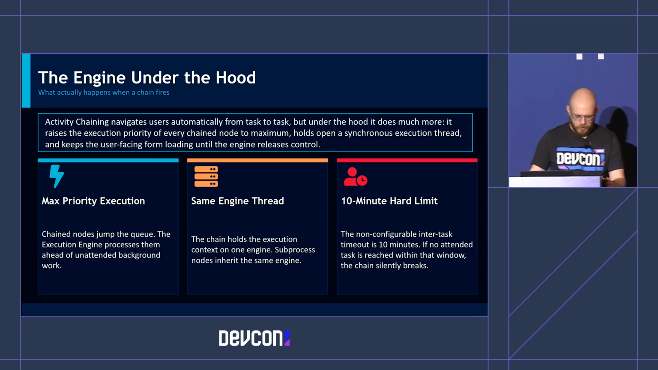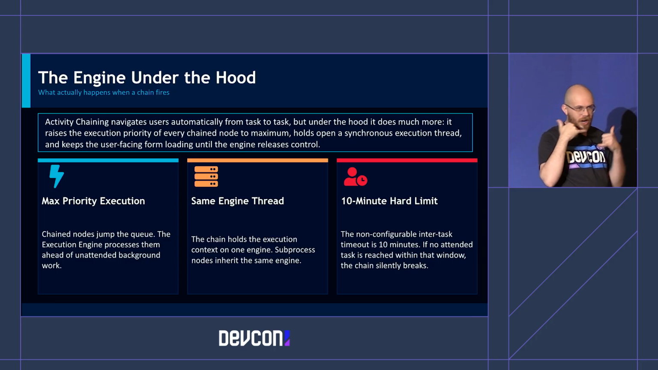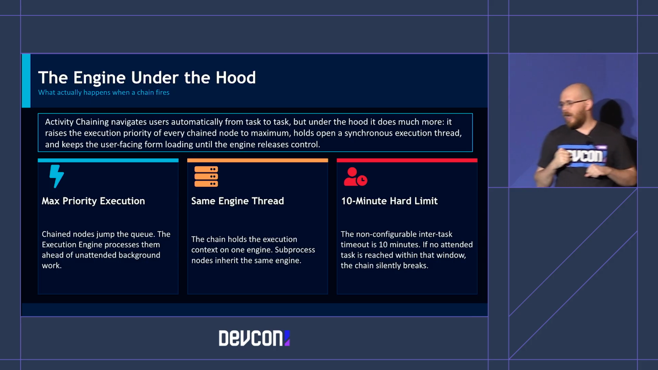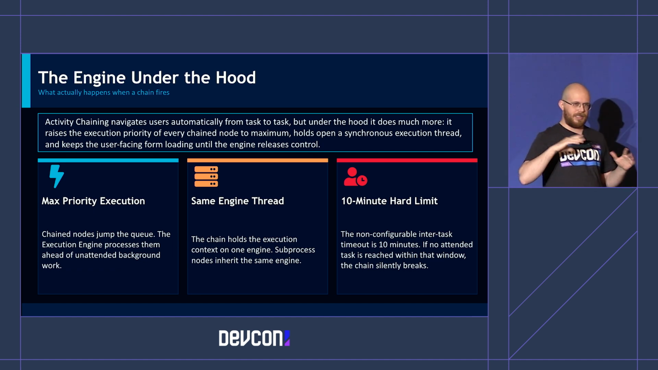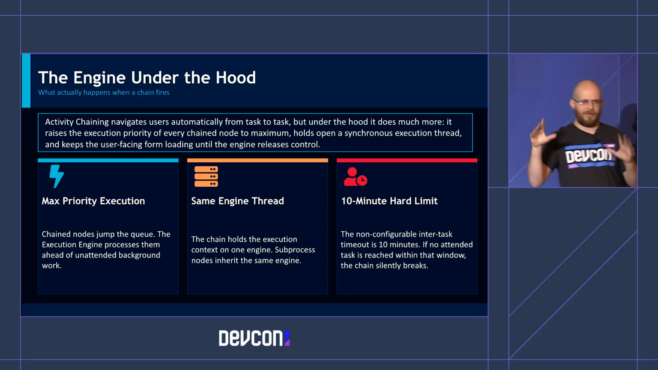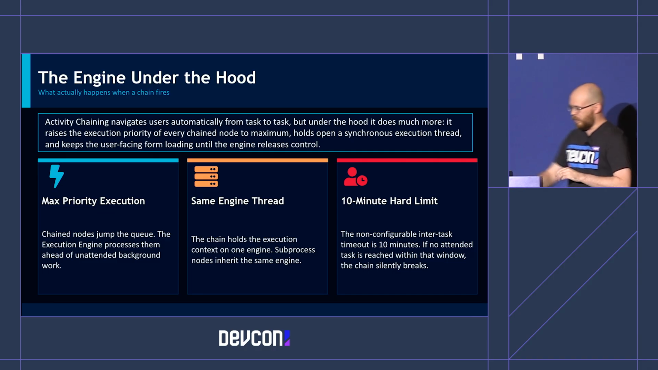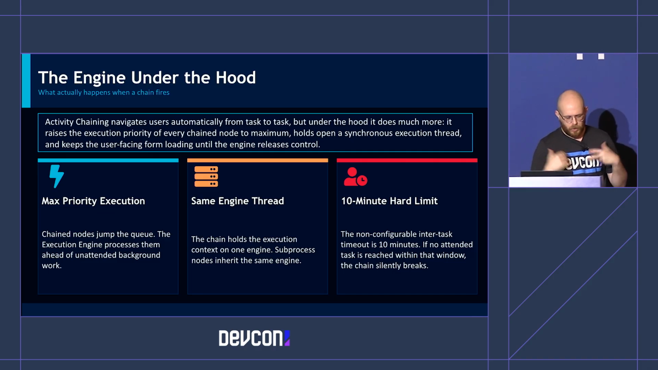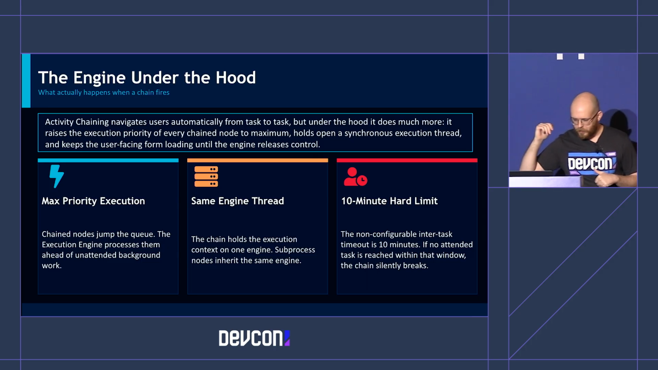Number 2, it holds open a synchronous process thread. It's actively waiting. Think about it like a telephone. We're both waiting for each other to talk to each other to go and do the next thing. And then number 3 is it keeps the form in a loading state. So it basically says, okay, as long as I'm activity chaining, do not go to the next form until everything else on that chain has run, right? So let's talk a little bit more about each of those. So max priority. Like I talked about, chain nodes jump to the very top of the queue, right?